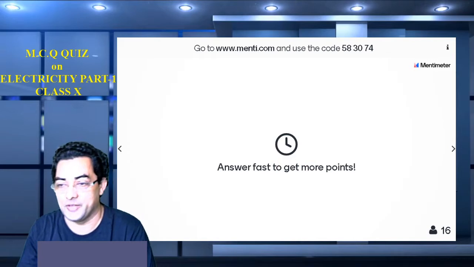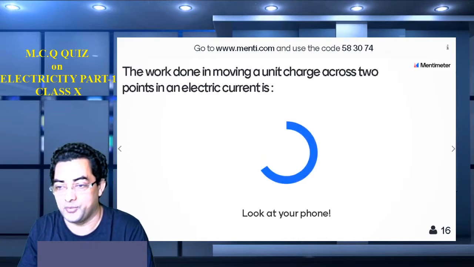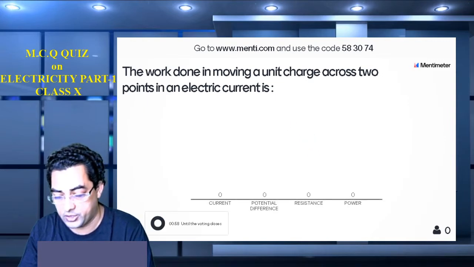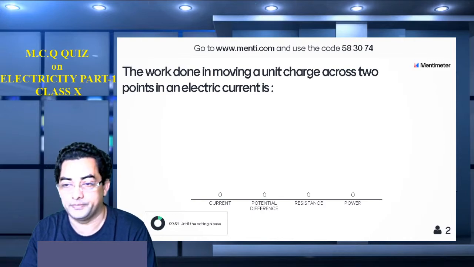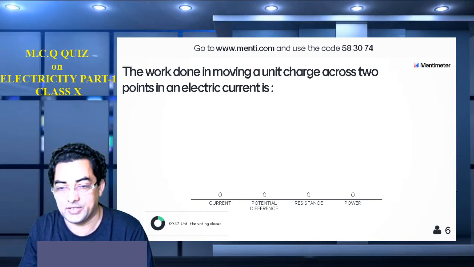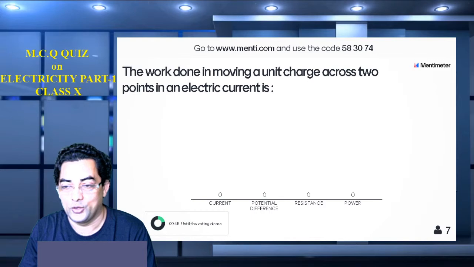Guys, so here is the first question. Answer fast to get more points. Look at your phones. The question is, the work done in moving a unit charge across 2 points in an electric current is called current, potential difference, resistance, or power. I'm giving you only 60 seconds this time.